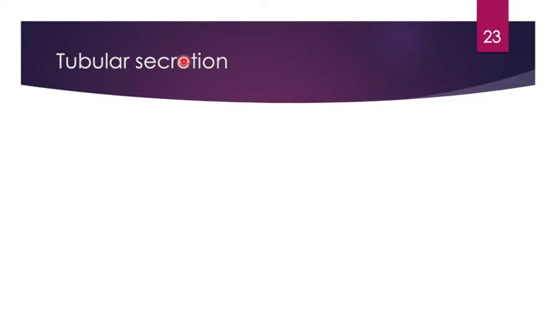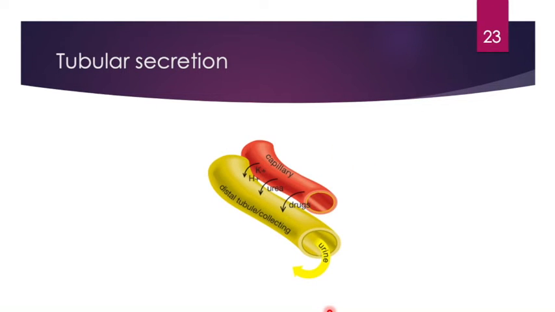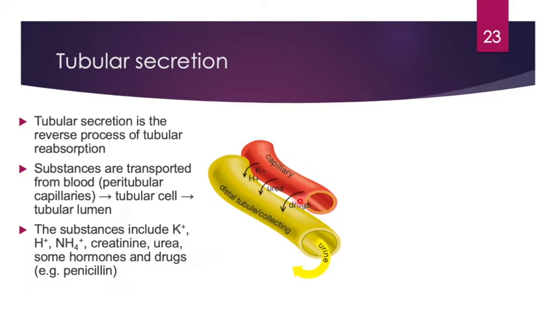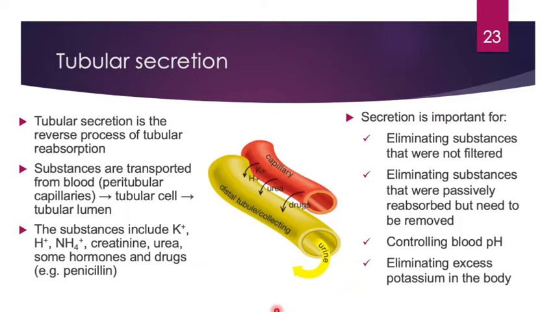A little bit on tubular secretion. Tubular secretion is the reverse process of tubular reabsorption. Substances are transported from the blood or peritubular capillary into tubular cells and into the tubular lumen. The substances include potassium, hydrogen, ammonium, creatinine, urea, and some hormones and drugs such as penicillin. The secretion process is important for eliminating substances that were not filtered, eliminating substances that were passively reabsorbed but need to be removed, controlling blood pH, and eliminating excess potassium in the body.